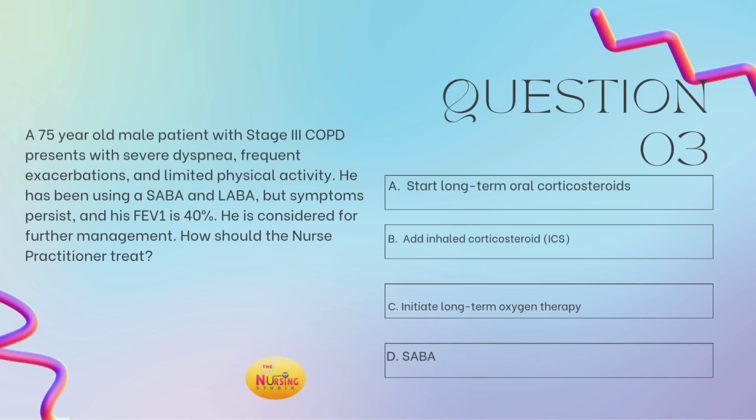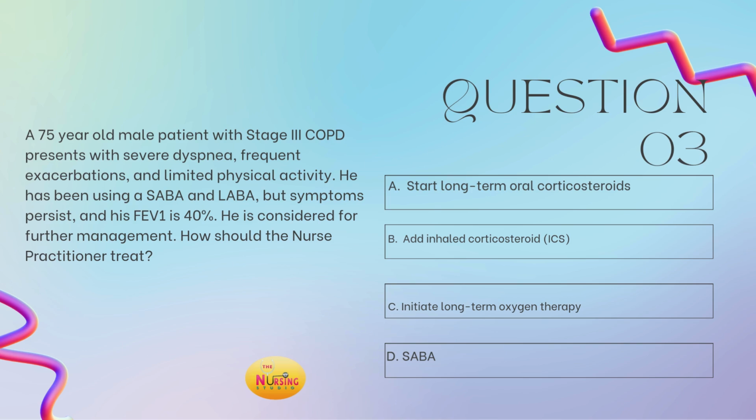All right. Now, question number three. A 75-year-old male patient with stage three COPD presents with severe dyspnea, frequent exacerbations, and limited physical activity. He has been using a SABA and LABA, but symptoms persist, and his FEV1 is 40%. He is considered for further management. How should the nurse practitioner treat?